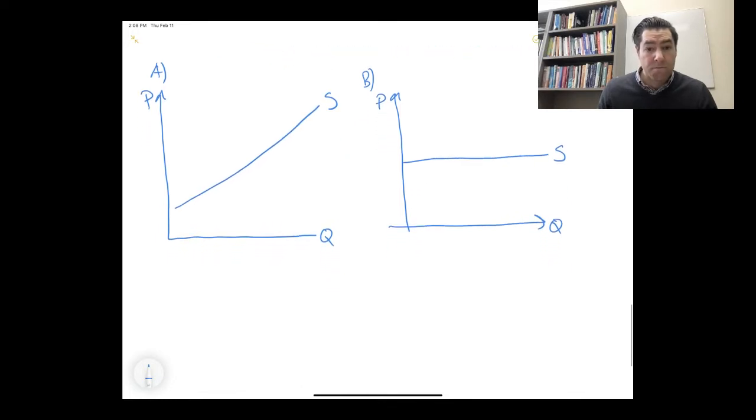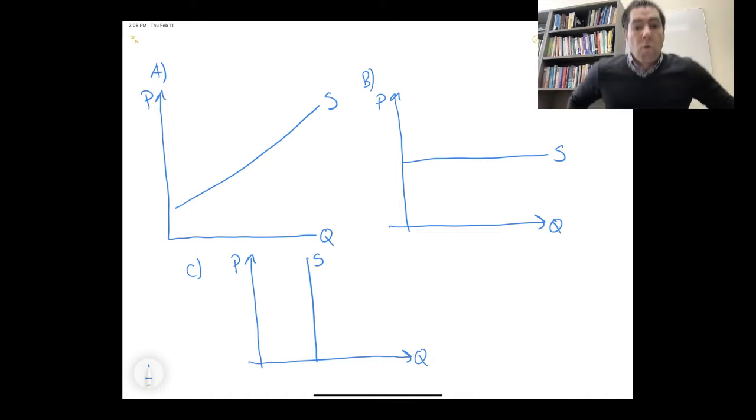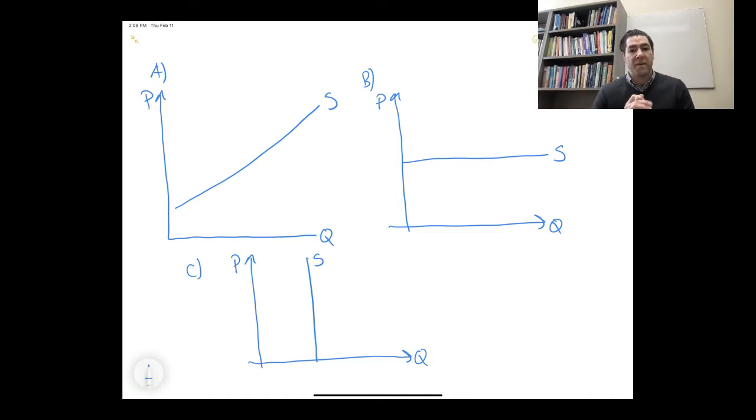Supply curve B, price and quantity. Make it horizontal. And for supply curve C, the quantity and the price, I'm going to make it vertical. So think about these, right? Think about each supply curve. Which one would best apply to the supply of Green Bay Packers tickets?